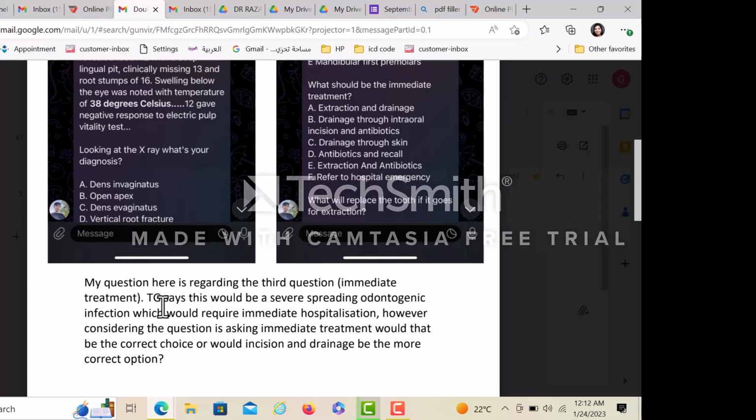See, when are you going to ask the patient to get hospitalized? When the patient is febrile. That's why my keyword was patient's health is normal.